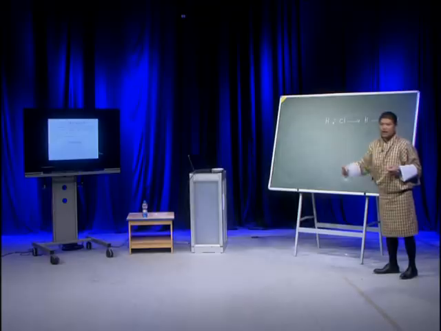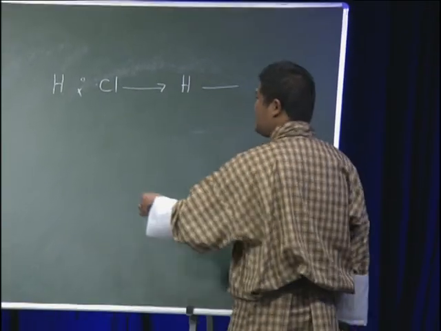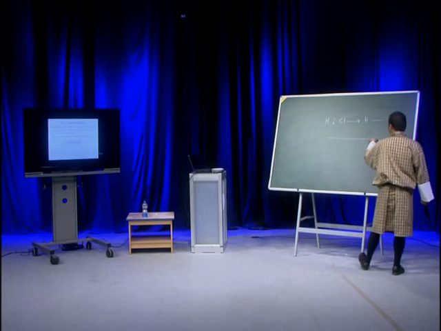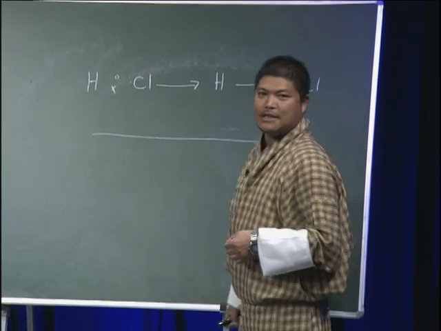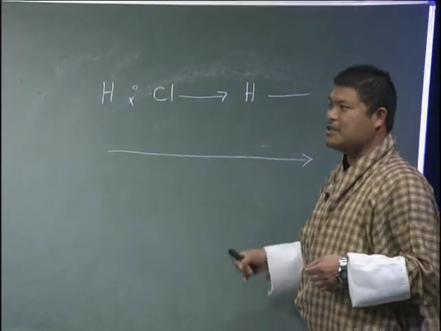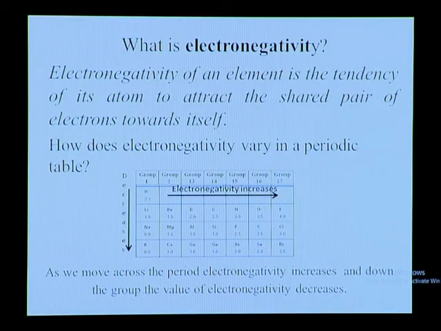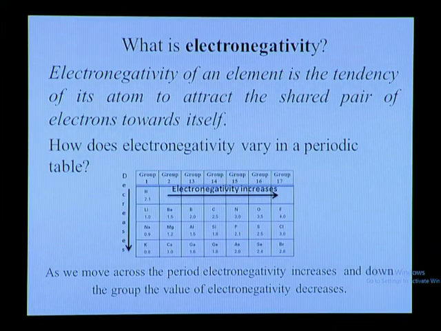Now how does electronegativity vary in a periodic table? So I have here one form of periodic table. We see that here as we go from left to right side of the periodic table, the value of electronegativity increases. We can see there from the chart, lithium has the value of 1, and on the extreme right side we have fluorine, which is assigned the value of 4. So this is the trend of periodic table across the period.